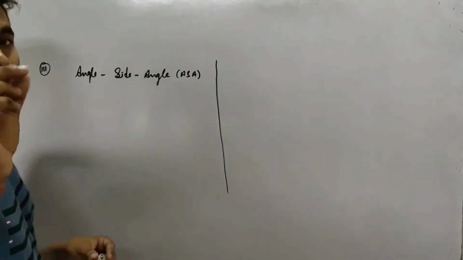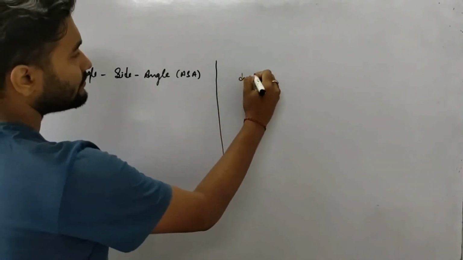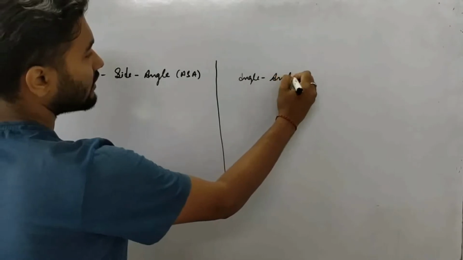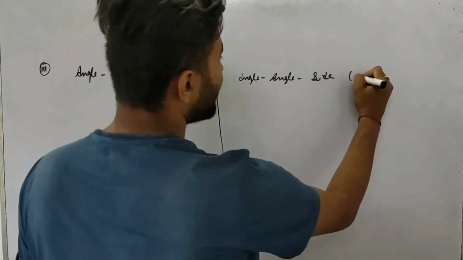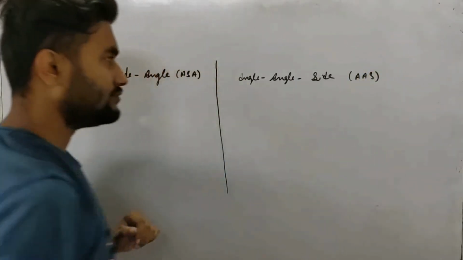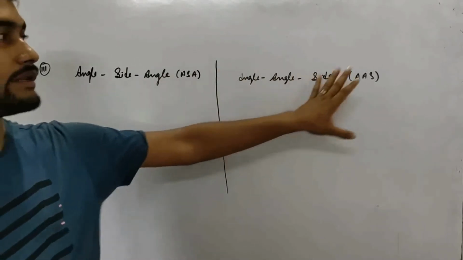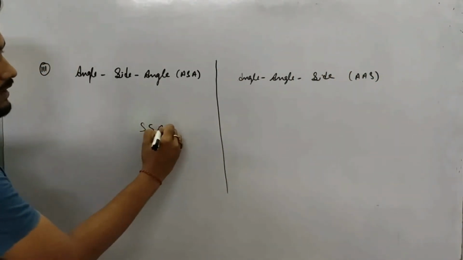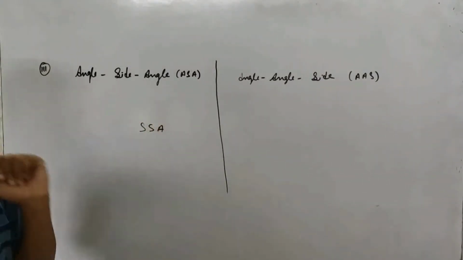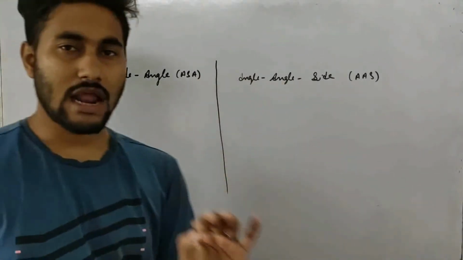So that's why there was another property, whose name I have given. Angle, angle, and then what? Side. Isn't it? One more name I have given, what? AAS. Means the side is not between the angles, but then also it is okay. But like this we cannot write SSA. Like this we cannot write. The angle should be between the sides. So why is this possible? Now we are going to see.